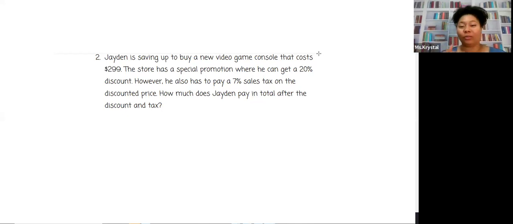We've kind of done a little recap of knowing how to move your decimals, and knowing when we say "of," that means we're multiplying. And so now we're going to just apply the same thing onto number two.